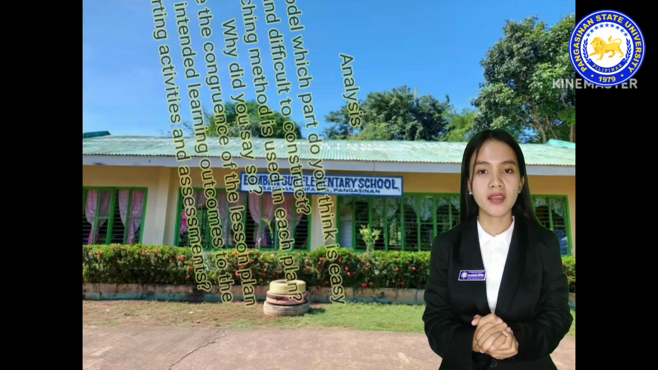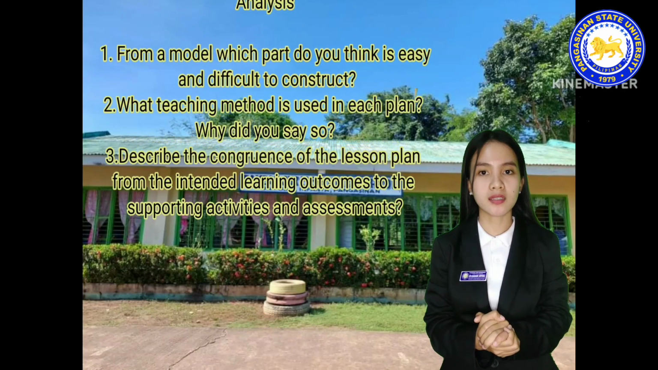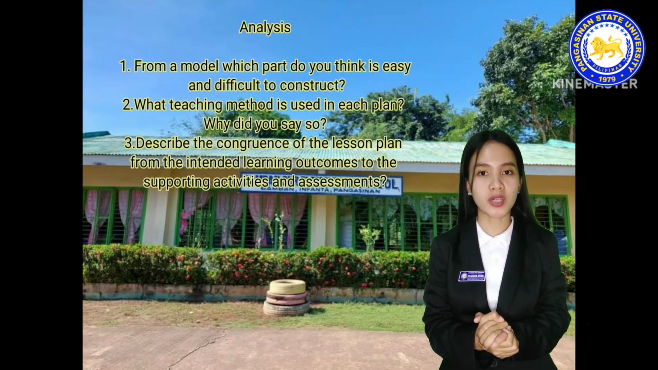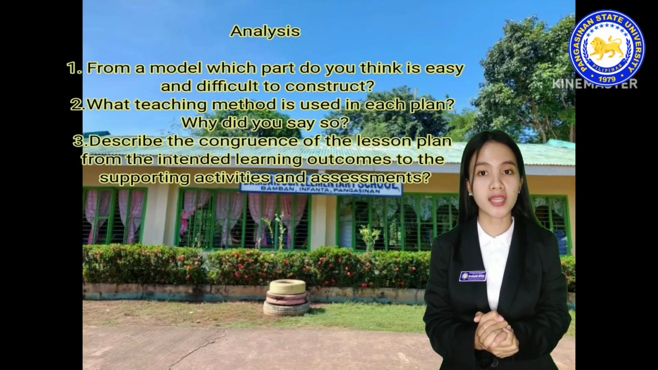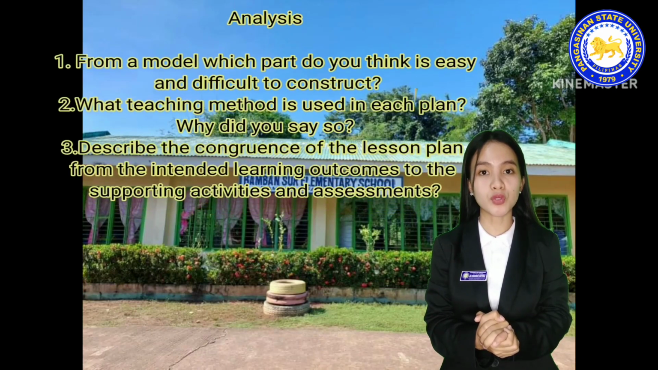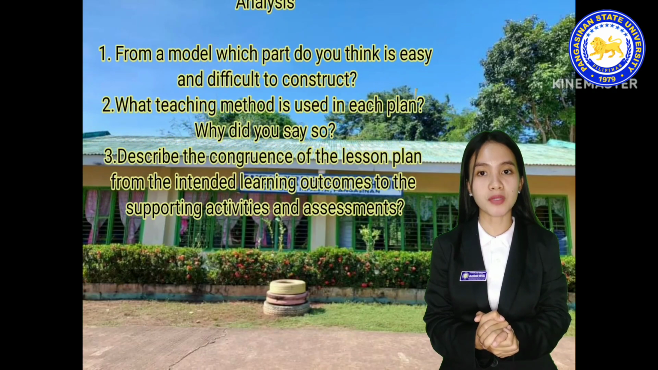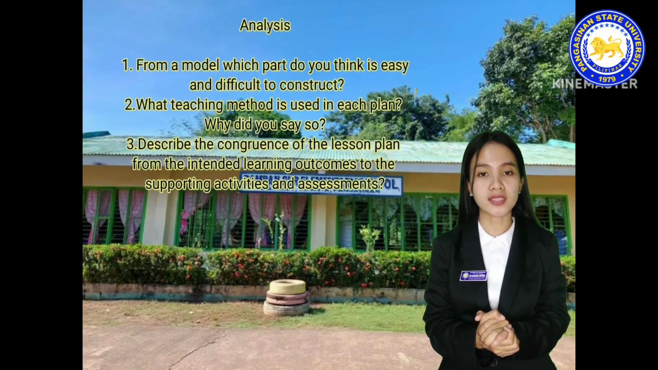Analysis. Number 1. From a model, which part do you think is easy and difficult to construct? For me, the learning resources is the easiest part to construct because there are too many sources available today, including internet, TG, LMs, Moodle, etc. The objective is the most difficult part to construct because it needs to be in line with the topic, your activities, content, and your assessment.